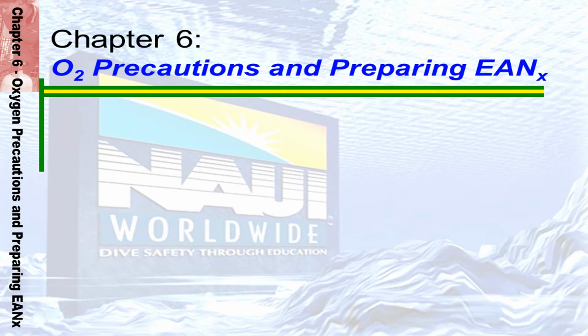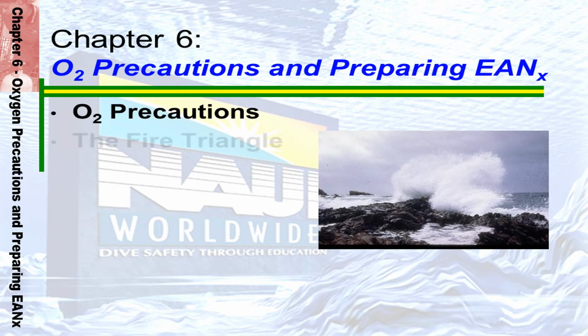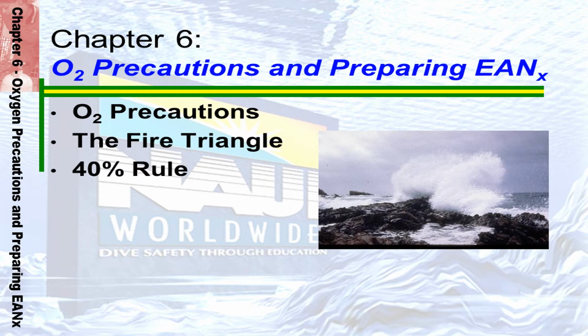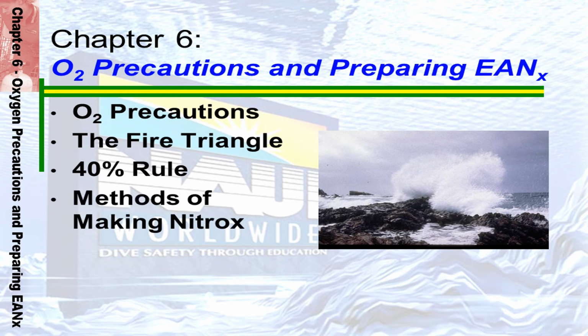Chapter 6. Oxygen Precautions and Preparing Nitrox. Using oxygen at a high partial pressure can be very hazardous, so learning how to use it safely is an essential element of diving with nitrox. In this chapter you will learn about oxygen precautions, the fire triangle, the 40% rule, and the methods of making nitrox.